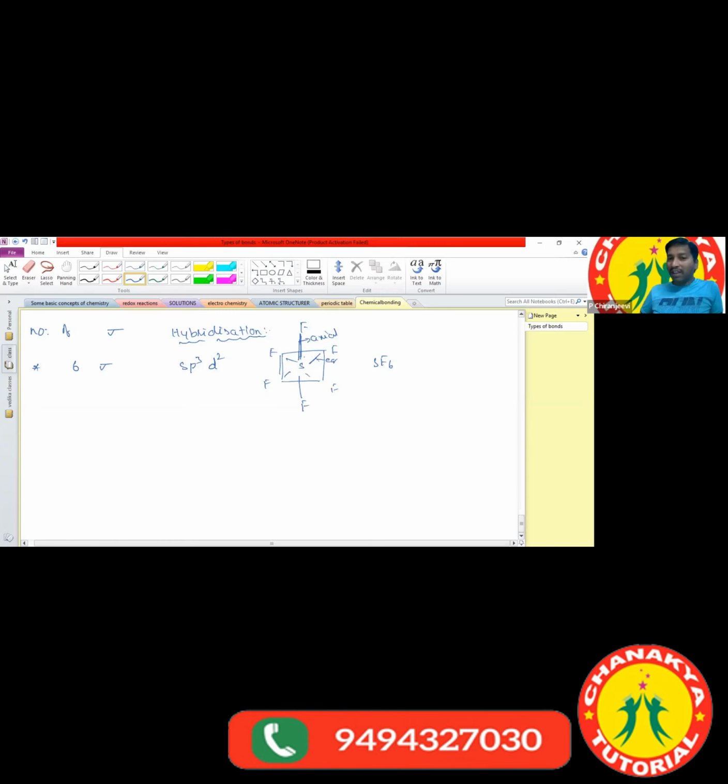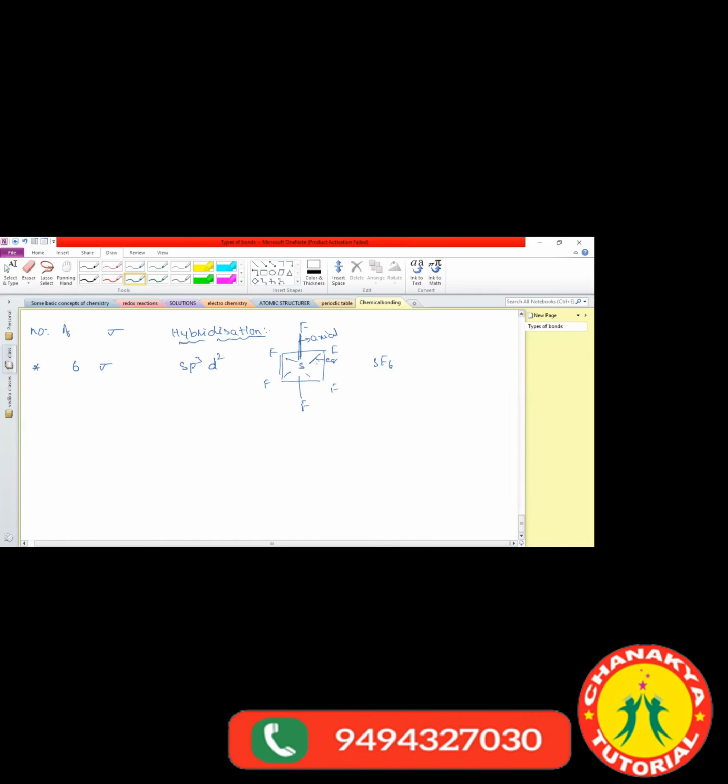Why does it have the greater bond length? When they come close together, they have repulsions. To overcome that, they occupy more space. That means the distance between the sulfur and fluorine increases, and the bond length also increases. Due to that reason, the axial bond length is greater than the equatorial bond length. Got it? Did you get the clarity?